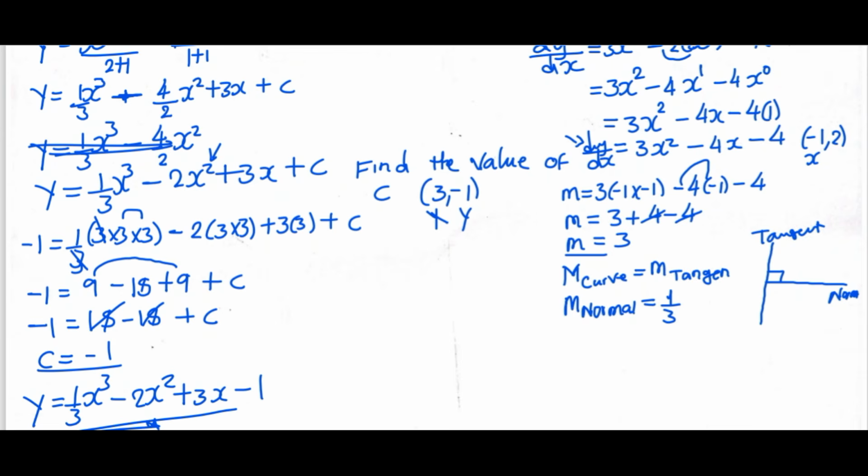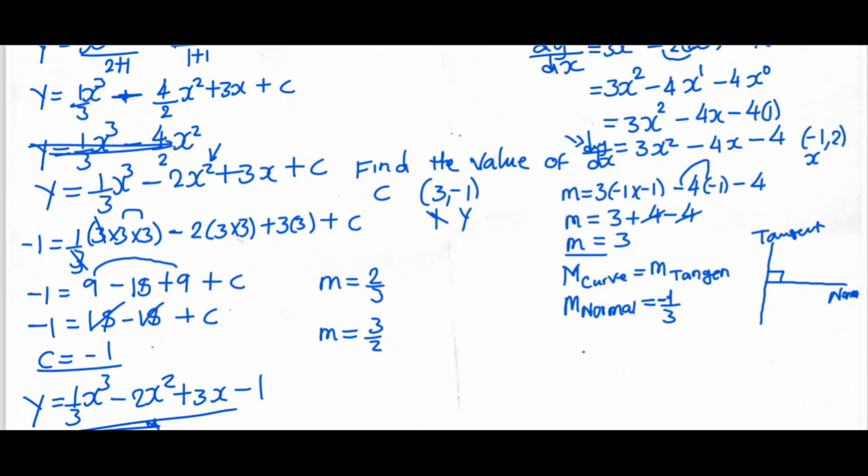If this was a fraction, we would just flip the fraction. The denominator becomes the numerator. For example, if the gradient of the tangent is 2 over 3, the gradient of the normal is 3 over 2. Then also don't forget to change the sign. If the gradient of the tangent is positive, the gradient of the normal will be negative, and vice versa.